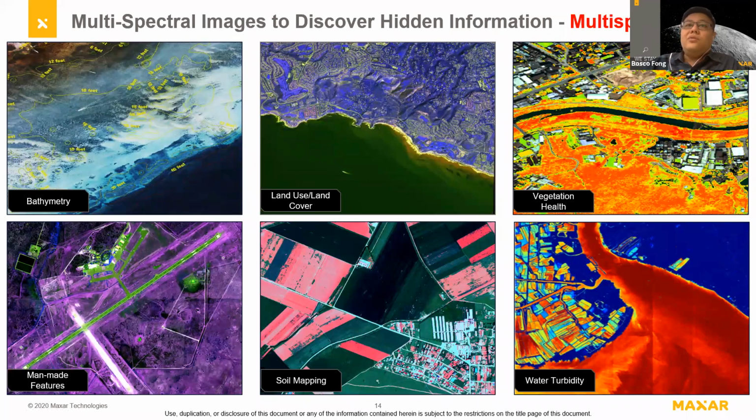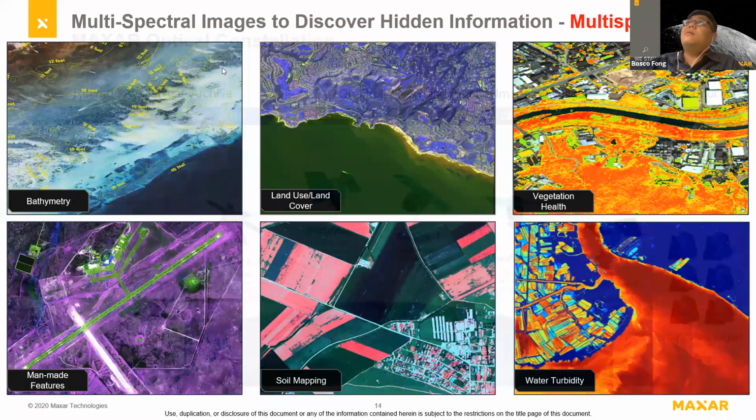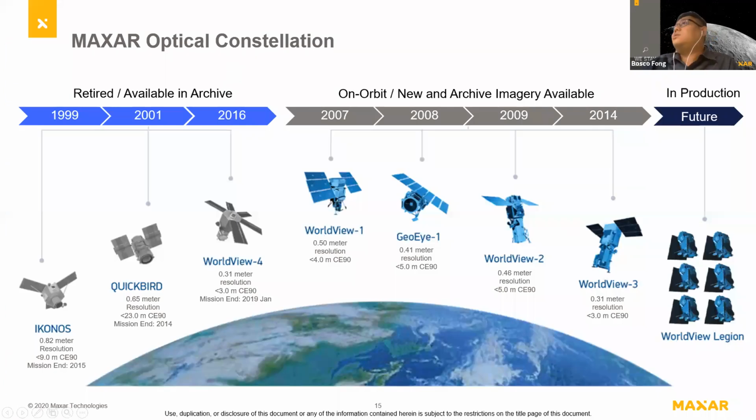So next one, I would like to show you the MEXA constellation. This is the MEXA optical constellation. Just like I mentioned, we have 2 types of remote sensing, passive and also active. This is the optical satellite. So we operate the most sophisticated Earth imaging, the optical constellation. We collect more than 3 million square kilometers, as I mentioned just now, every day.